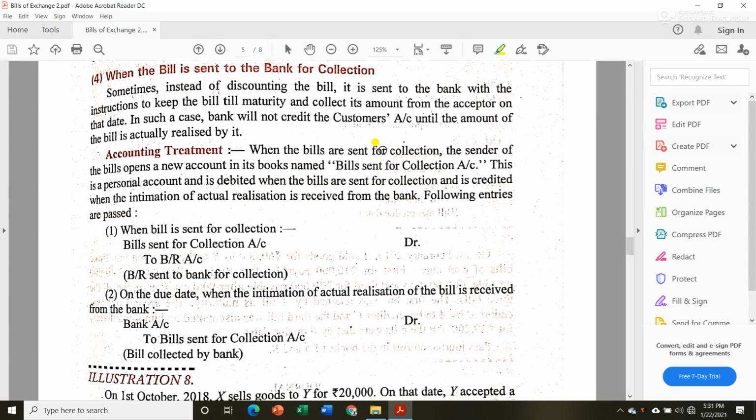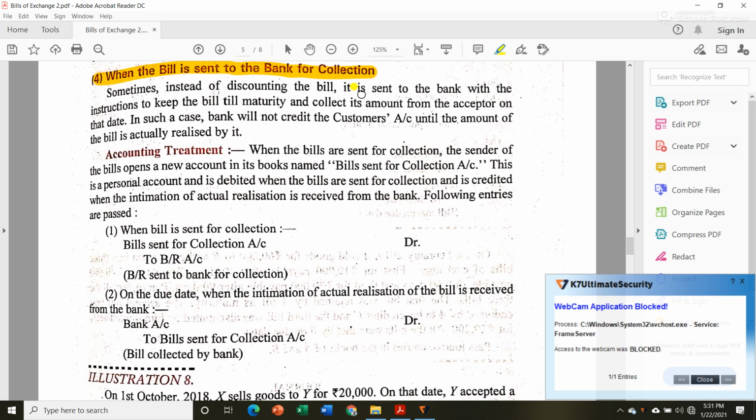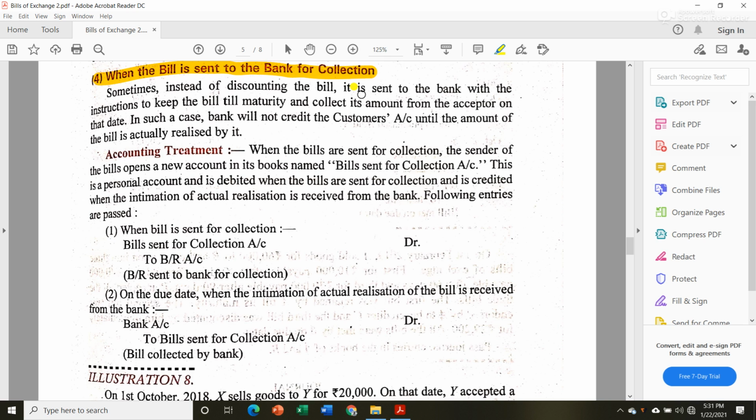Hello students, in this session we will be covering a small topic, that is when the bill is sent to bank for collection. Now in the first use of bills, we saw that the bank can be... in the second use, we saw that we can send that bill to the bank and take a discount whenever there is emergency of money.